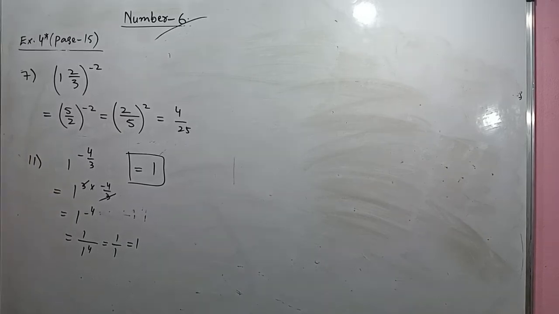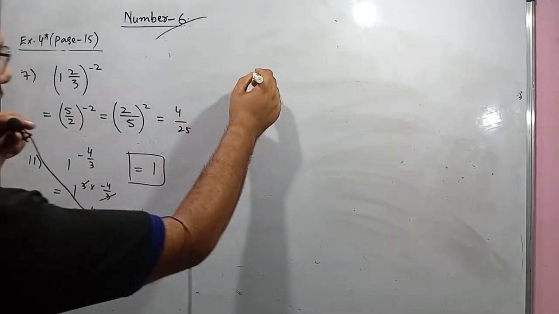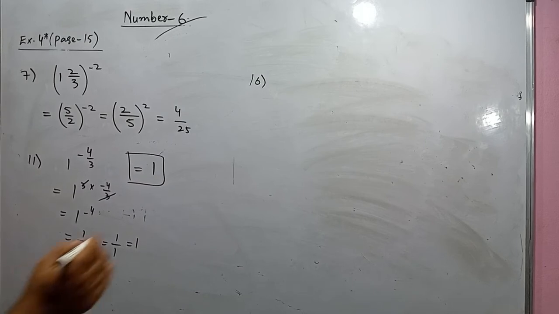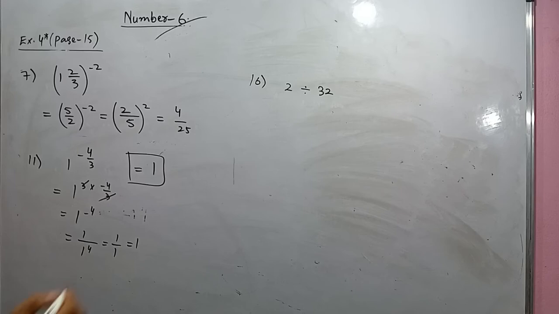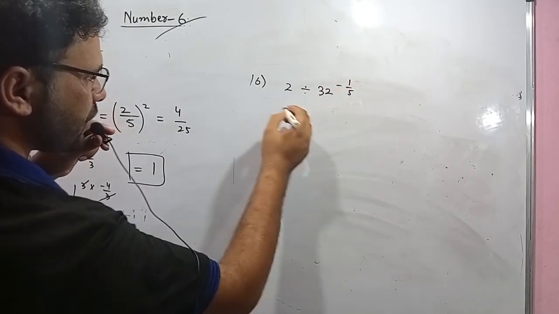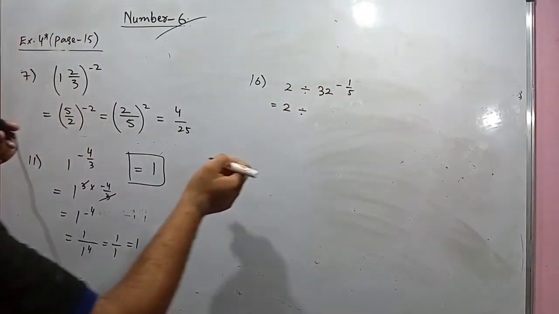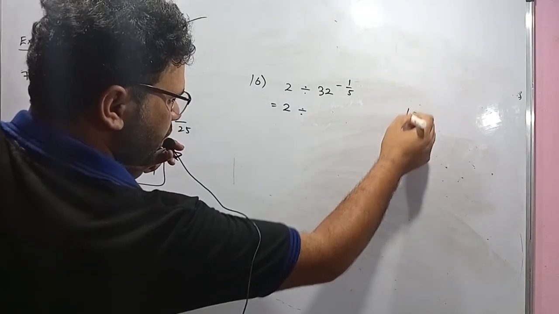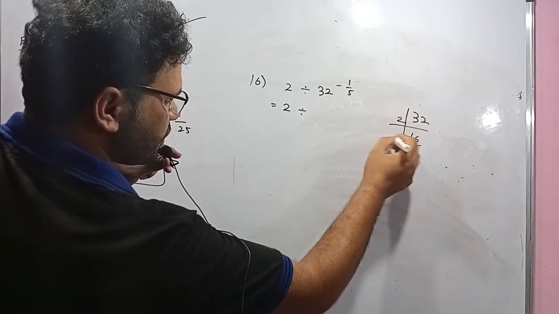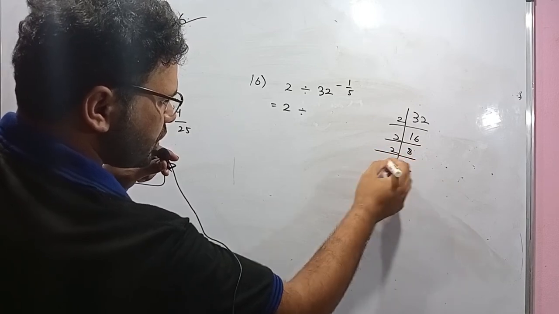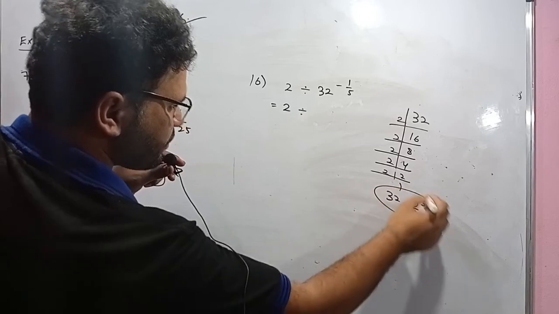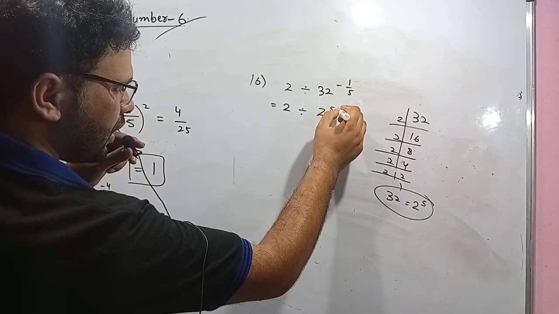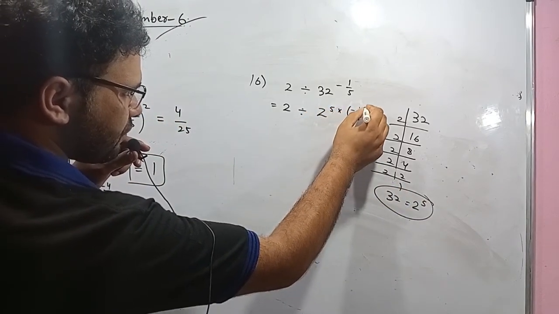Now next, the 16th one I will take. What is the 16th one? You can see 2 divided by 32 to the power minus 1 by 5. I will write 2 divided by 32. You can see here by doing the prime factorization, 2 16s are, 2 8s are, 2 4s are, 2 2s are, and 2 1s are. So instead of 32, I can write 2 to the power 5. So (2 to the power 5) into minus 1 by 5.